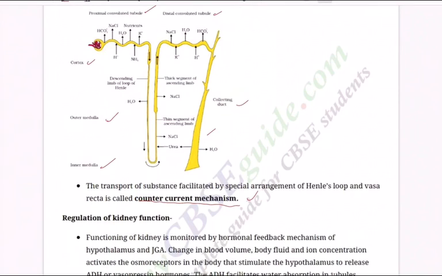The proximity between the loop of Henle and vasa recta, as well as the counter current in them, helps in maintaining an increasing osmolarity towards the inner medullary interstitial fluid. This gradient is mainly caused by NaCl and urea. So you are seeing this NaCl as well as urea, and NH3, the ammonia.